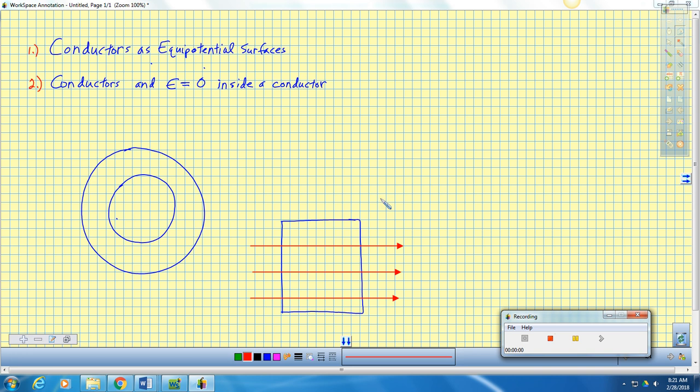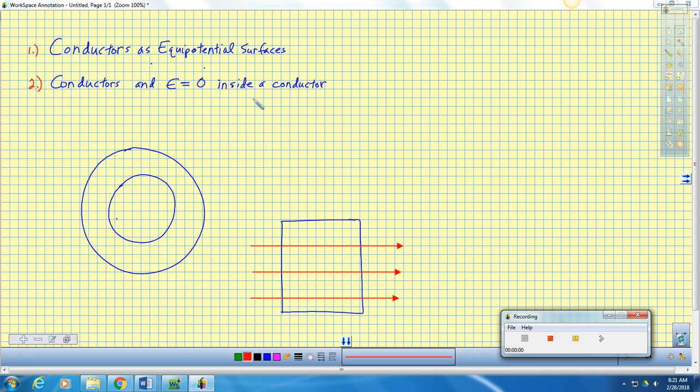The big ideas we're talking about today: conductors as equipotential surfaces, and conductors and E equals 0 inside a conductor. I numbered them 1 and 2, but we're not actually going to do them in that order. We're going to do number 2 first, the old idea, and then use that as a connection back to big idea number 1 for today, which is conductors as equipotential surfaces.